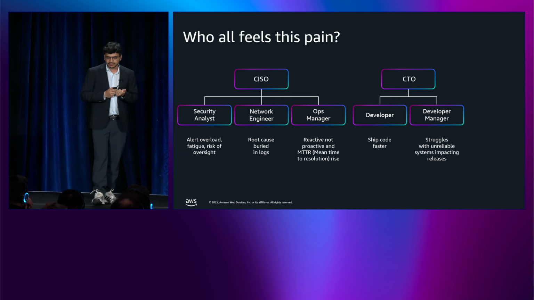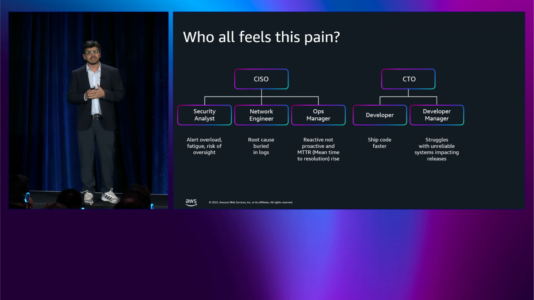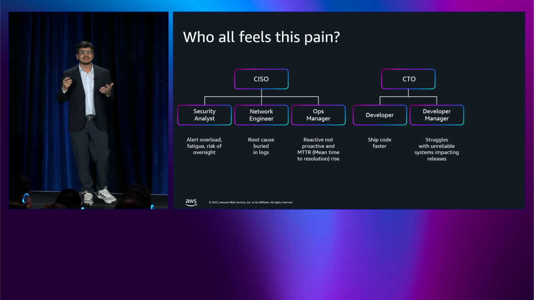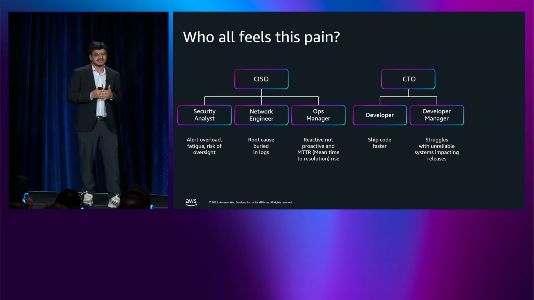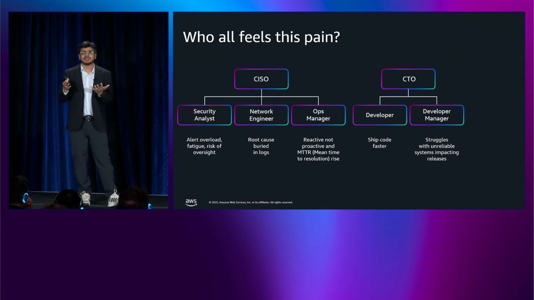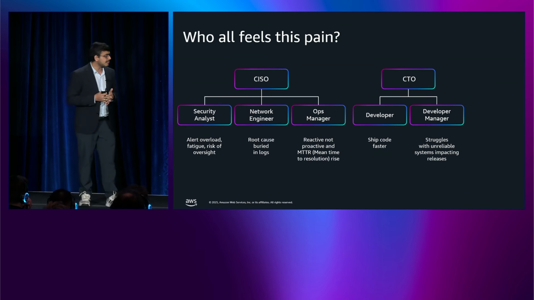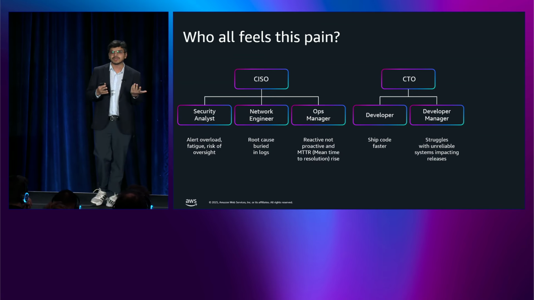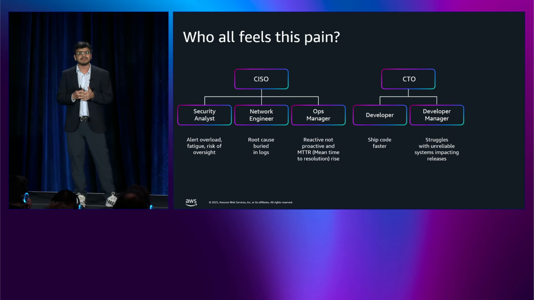So there is a developer who wants to ship the code faster, but he's buried in investigating the issue which is happening at midnight or the next morning. In that way, developer productivity gets impacted. Then we have the developer manager who keeps on missing the deadlines for delivering the feature.